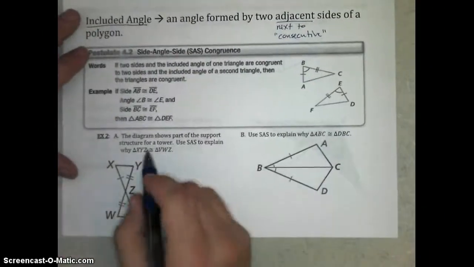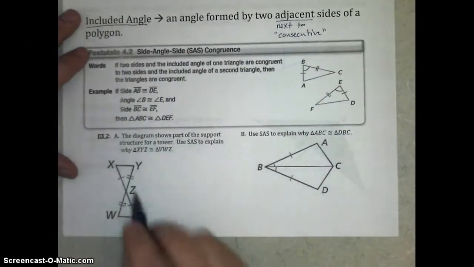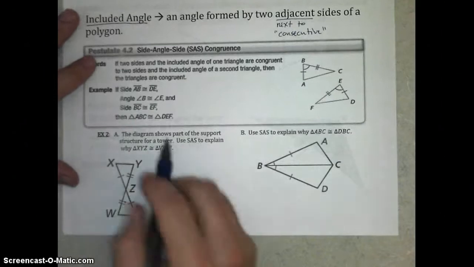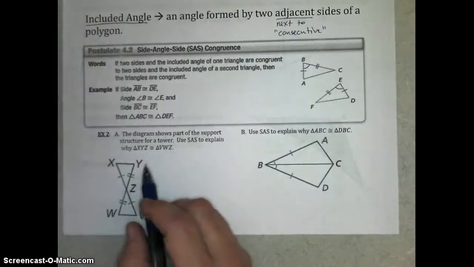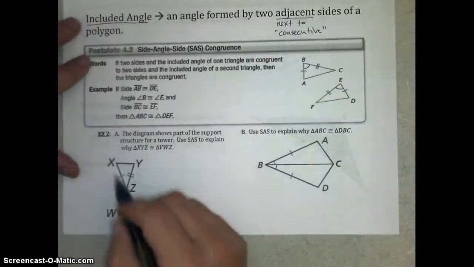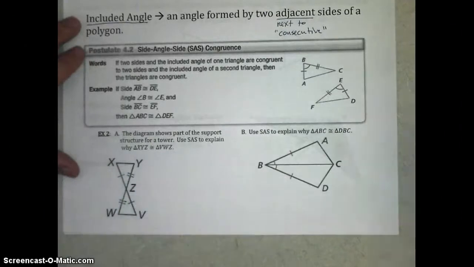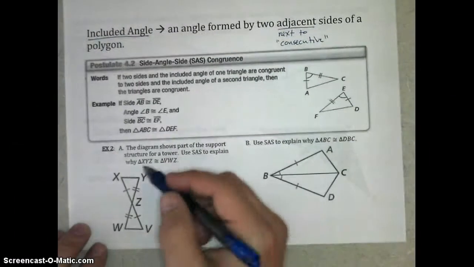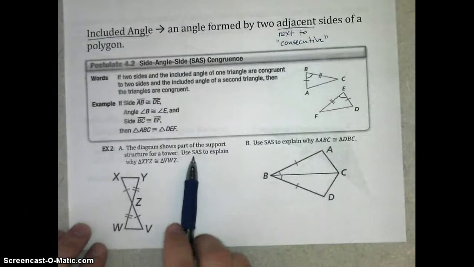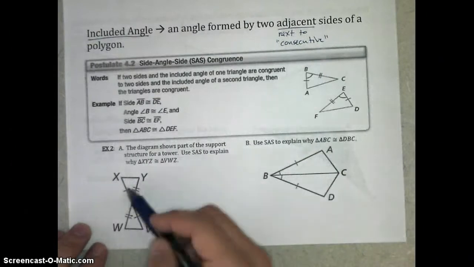So let's see if we can kind of word our description of why these triangles are congruent in example 2a. This diagram shows part of some support structure for a tower. You'll see these kind of intersecting triangular patterns a lot in those kinds of architecture. And what we're trying to show here is that by side angle side, these triangles are congruent.